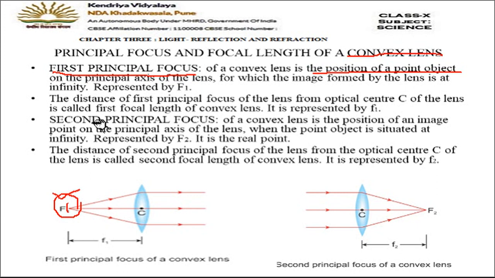And the second principal focus is what? Second principal focus of a convex lens is the position of an image point on the principal axis when the point object is situated at infinity. Just try to understand the difference here. In the first diagram, here is the object, and the rays are coming out of the object and they are going parallel through the lens, and somewhere they will meet and the image will be formed. That means f1 is the position of the point object. In the second case, f2 is the position of the point image.